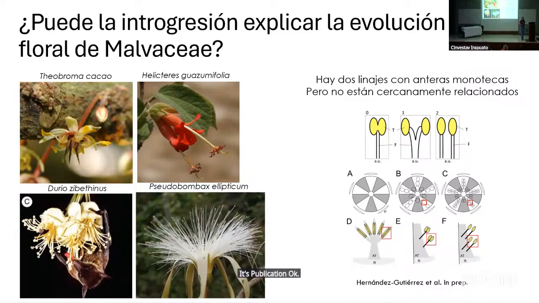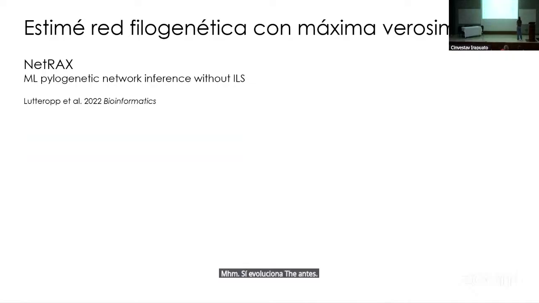And those that are bad pollinators, most of the time, have this arrangement of the anthers. Okay, and so I wanted to see if the introgression is related to this evolution of the anthers. And so I used a phylogenetic network for this because, like I showed you before, there's a lot of ancient introgression in the family. And so I estimated this network with this program right here that uses maximum likelihood to estimate the networks.